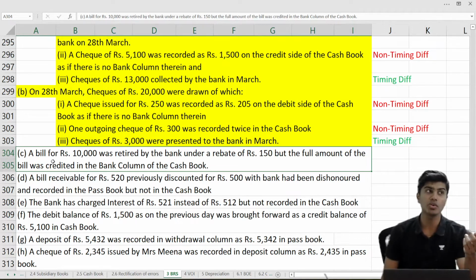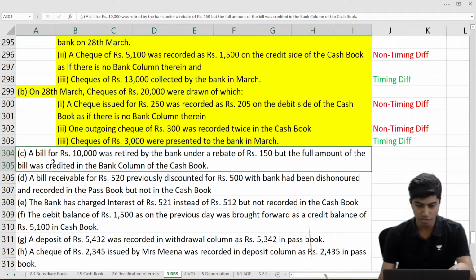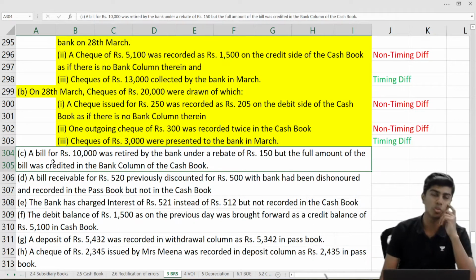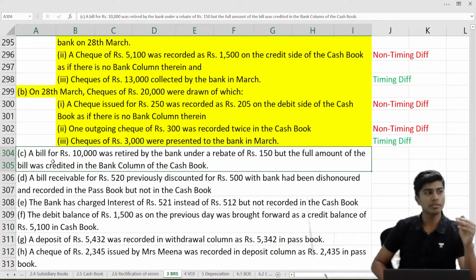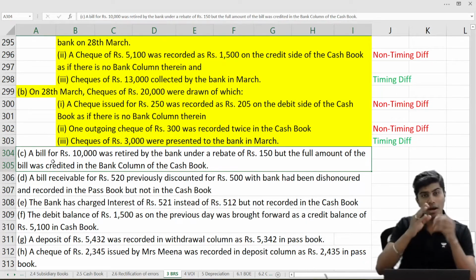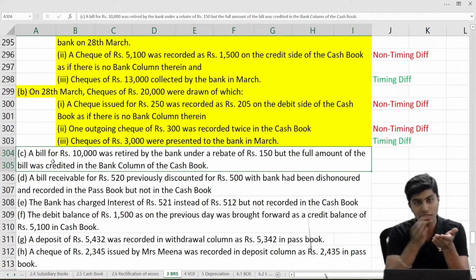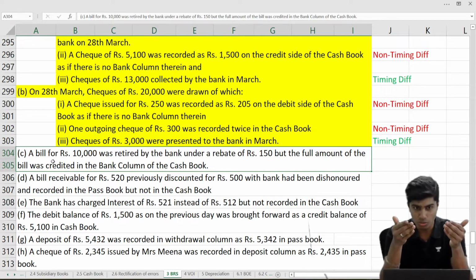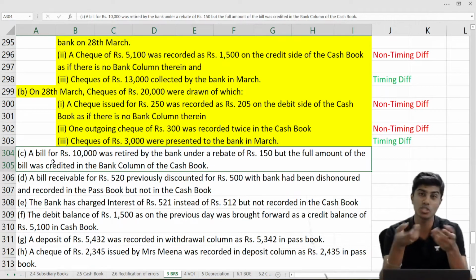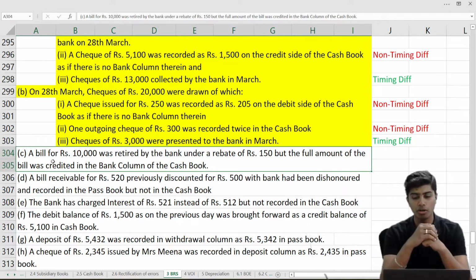Okay, 9,850 should be received. But what have you done? You wrongly recorded 10,000 rupees. The full amount is credited; 150 rupees is omitted. You should now write it. Meaning the bill is retired at 9,850, but the amount is recorded as 10,000. In order to reduce that 10,000 to 9,850, the rebate of 150 which was ignored previously should now be recorded.